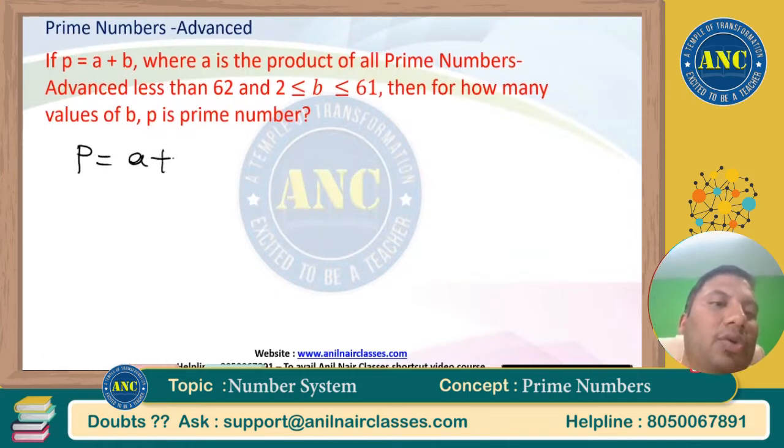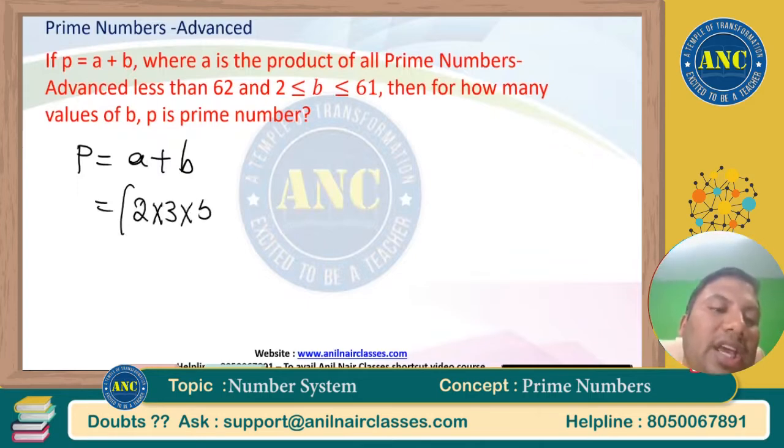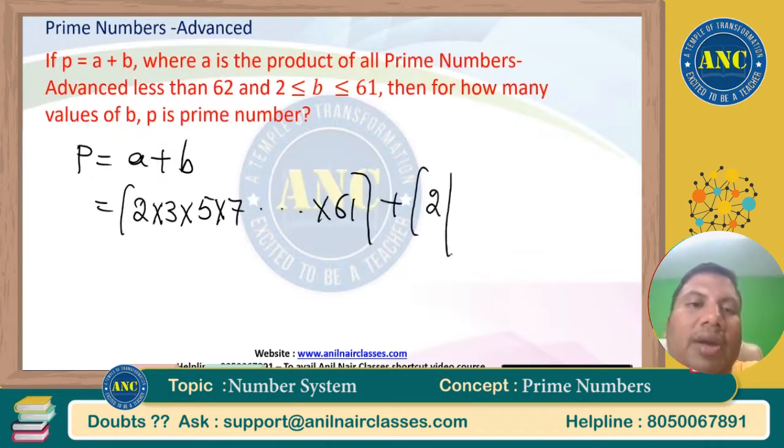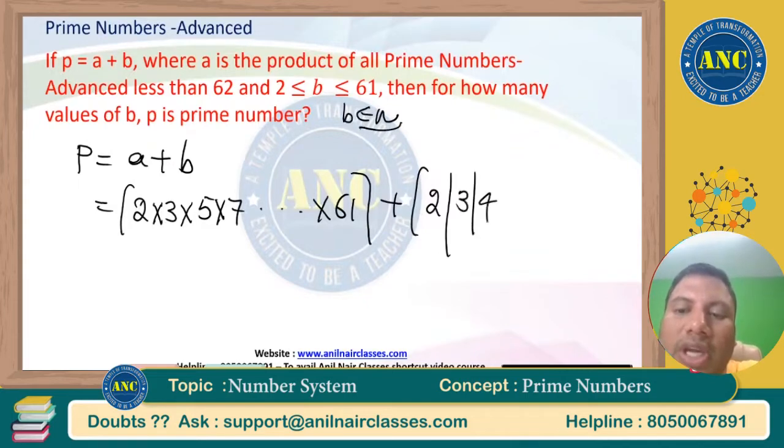P is equivalent to A plus B. A is the product of all prime numbers less than 62. So it is 2, 3, 5, 7 and so on up to the last prime number, 61. B can take any natural number. B is a natural number here. Right? So B can take 2, 3, 4 and so on up to 61.